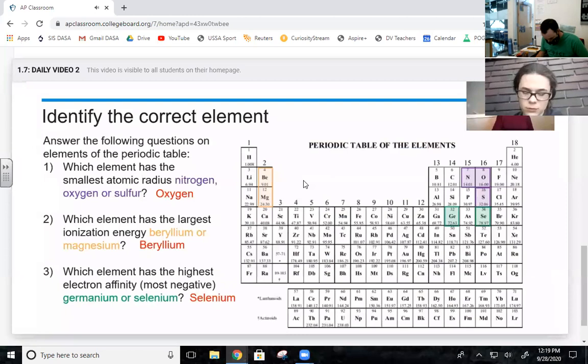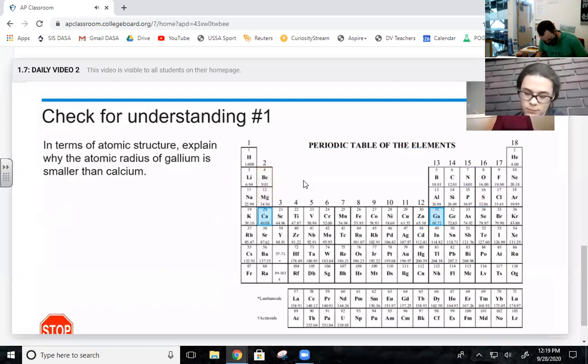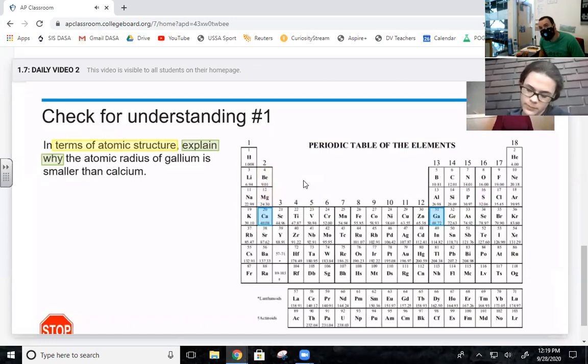All right, let's take a look at some practice questions for you to work on. This particular question says, in terms of atomic structure, explain why the atomic radius of gallium is smaller than that of calcium. I've outlined these in blue this time. When you answer a question like this, you want to explain your answer in terms of atomic structure. On the AP test, we often see students will talk about their location on the periodic table rather than focusing in on the atomic structure. So thinking back to what we talked about in the last video, please press stop, answer the question, and then press play when you're ready to continue.